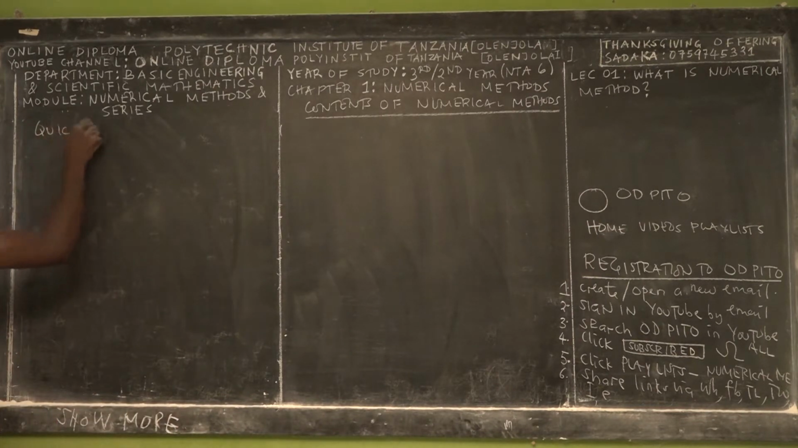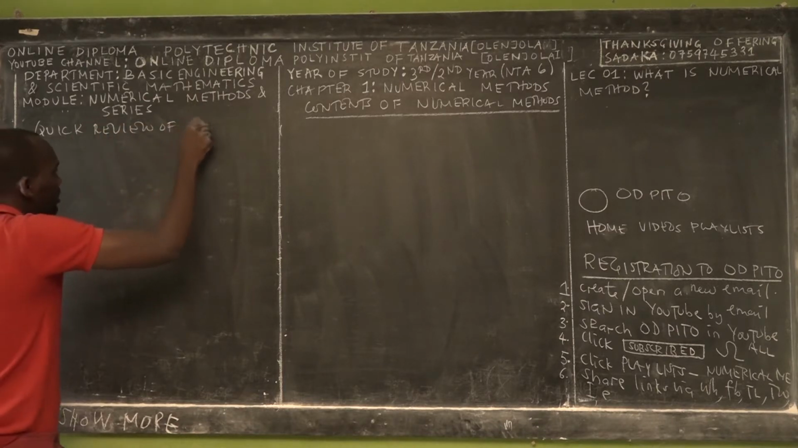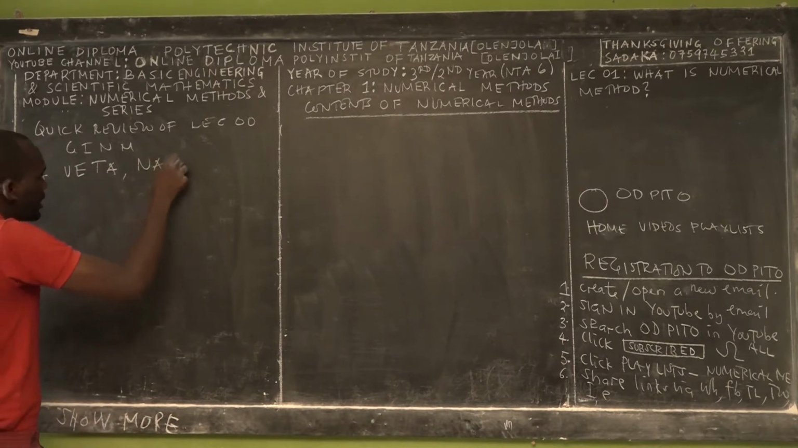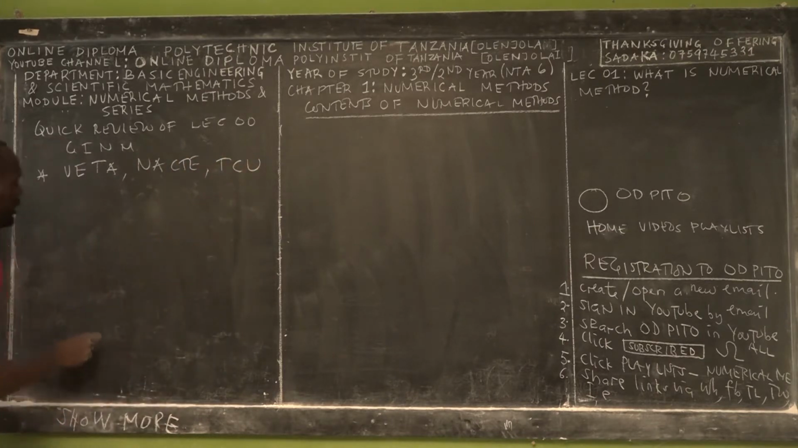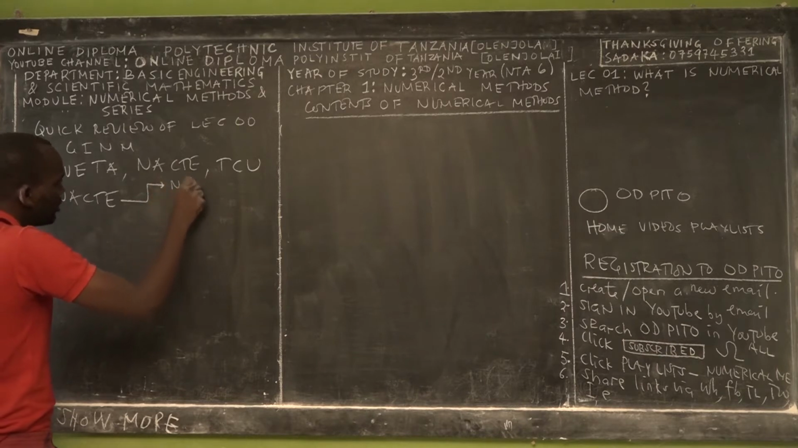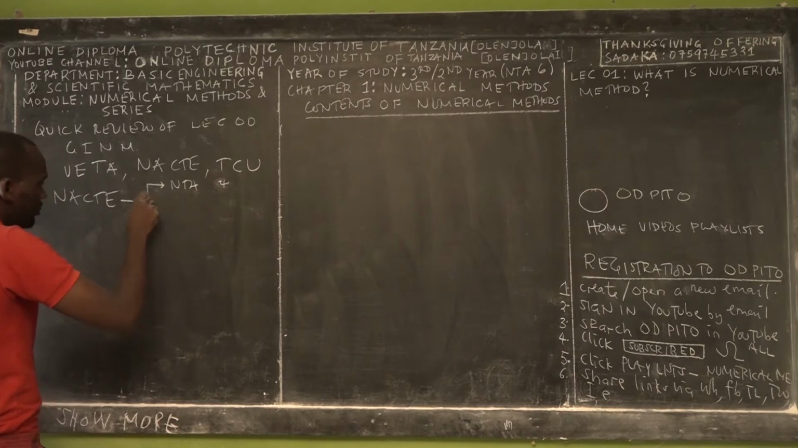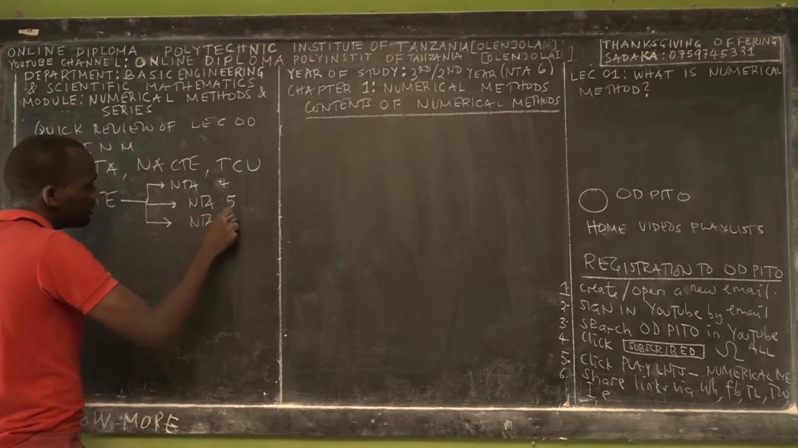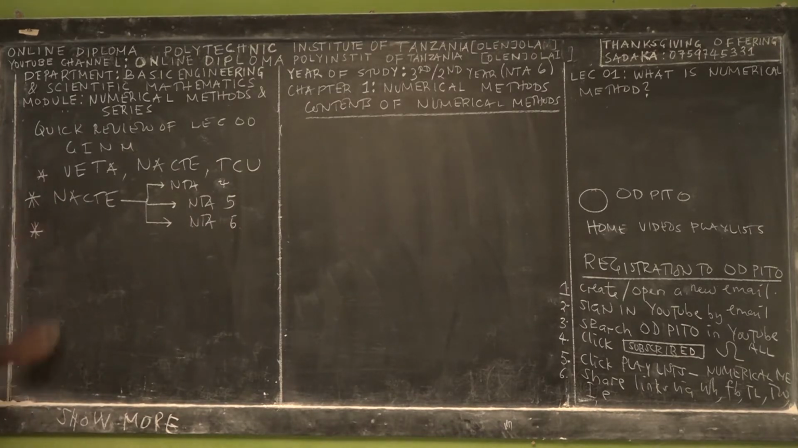So let me do a quick review of lecture 00, which is titled General Introduction of Numerical Method. In that lecture, first of all, we began with 3 educational authorities in Tanzania: we discussed VETA, NACTE, and TCU. We said that for ordinary diploma, we'll be focusing on NACTE. The engineering and science programs for ordinary diploma are governed by NACTE, and NACTE provides NTA level 4, NTA level 5, and then NTA level 6, where we are right now.